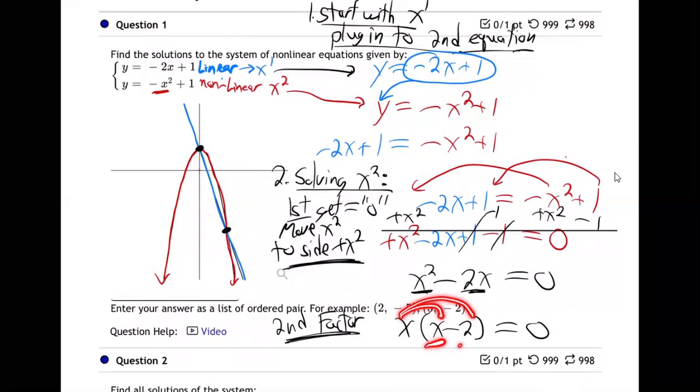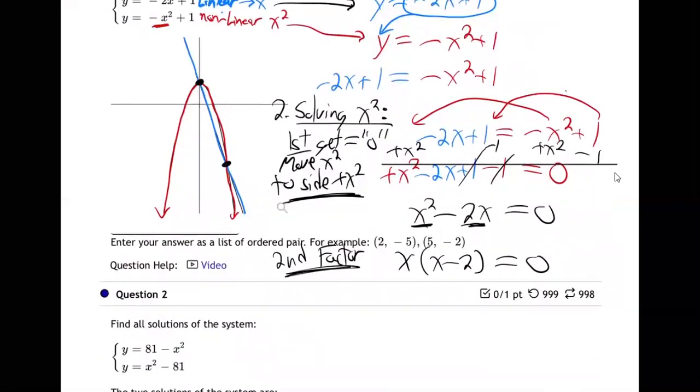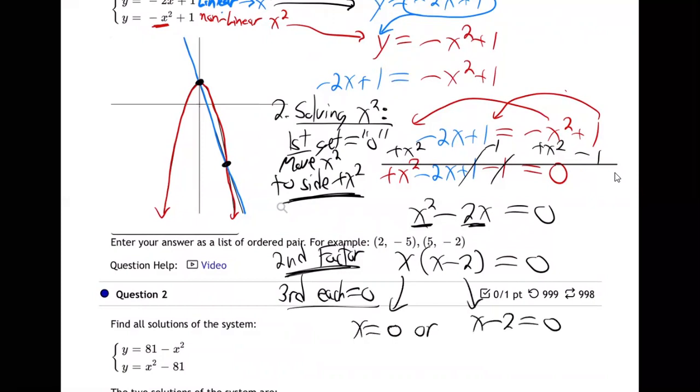And then you set each part equal to 0. So I say, okay, so second you factor, third each equals 0. So we have this x alone is 0, or this part's equal to 0. Remember the logic behind that?